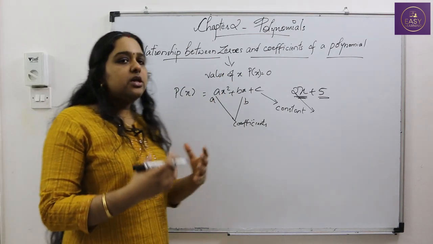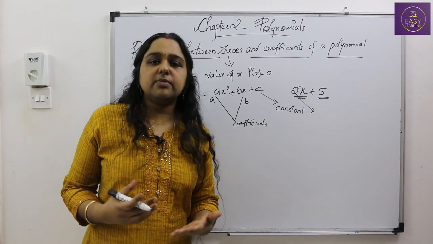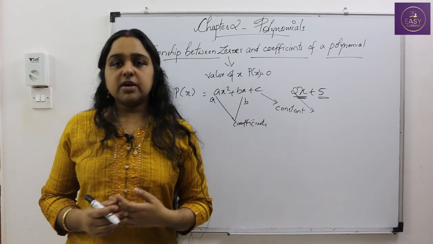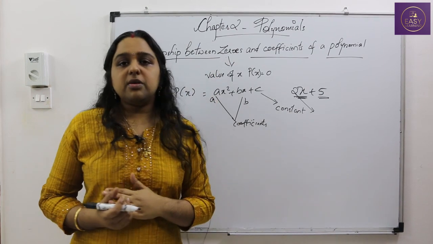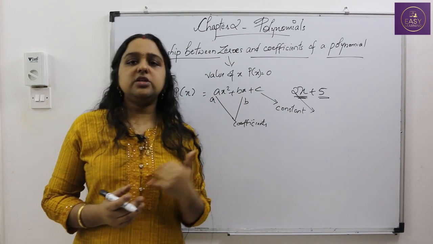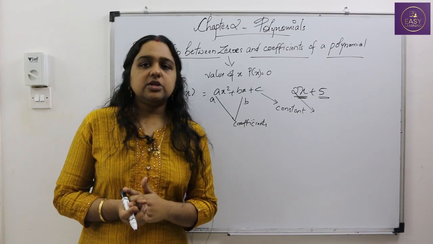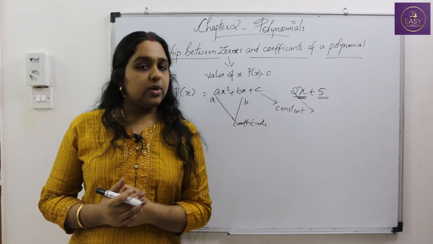So now we are going to discuss the relationship between zeros and coefficients of a polynomial. Without actually using the algebraic method for finding the zero of a polynomial, or the graphic representation, we can easily find the zeros of a polynomial by using the coefficients of that polynomial. There are some equations related to that.